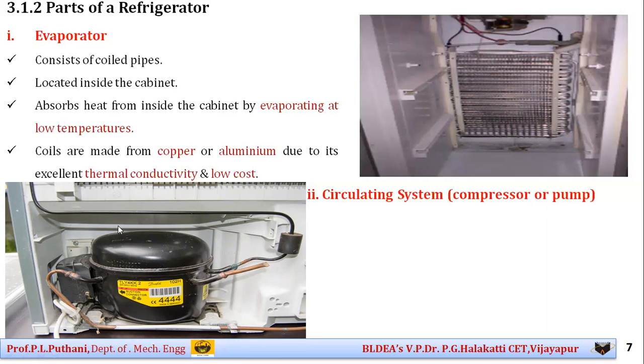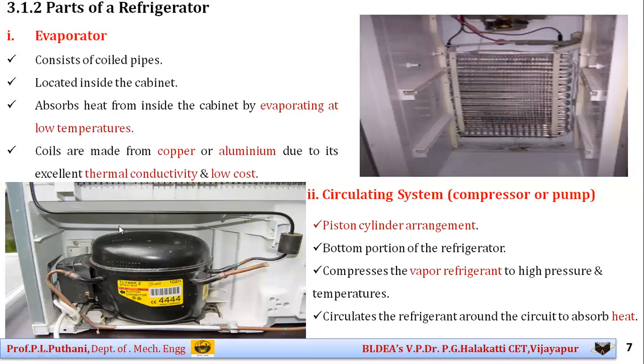In other words, the compressor is used for two functions. One is that it compresses the vapor refrigerant to high pressure and high temperature. Another is that it helps for easy circulation of the refrigerant through the entire circuit. As I said, it is a piston cylinder arrangement. It is placed at the back side of the refrigerator, also at the bottom position. This is the next part, the circulating system or a pump.